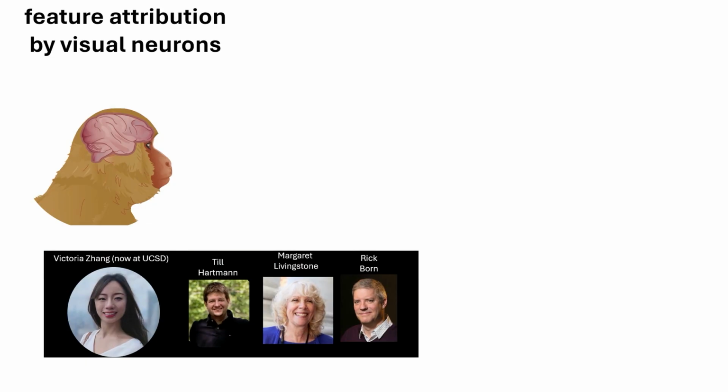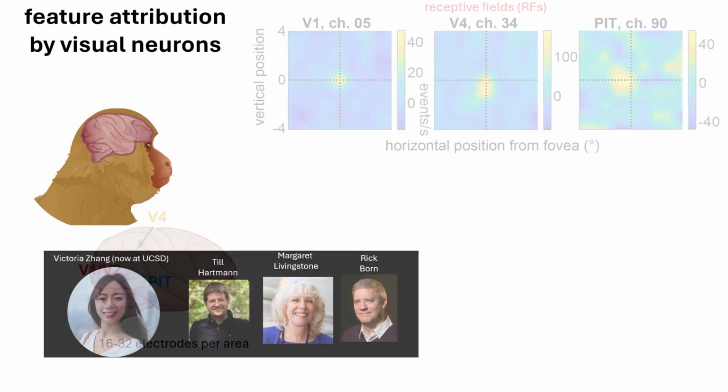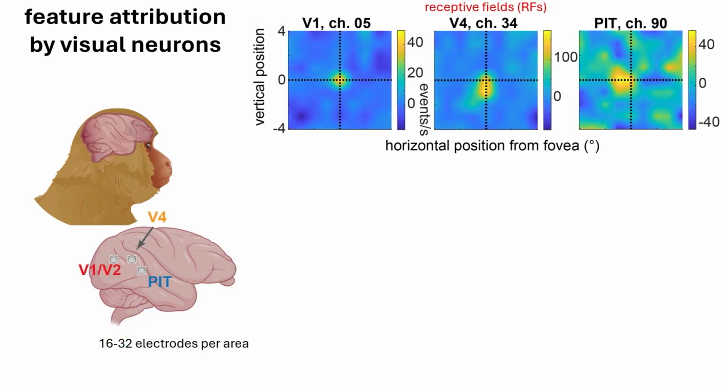Here are some of my collaborators, and Victoria Zhang was the lead investigator here. The paper should be coming out next week. But basically, the way that we do this is that we implant microelectrode arrays in the brain of several monkeys, spanning from V1, V4, IT, and in some monkeys, prefrontal cortex. We map the receptive fields for each one of these sites, as you can see in V1, V4, and IT.